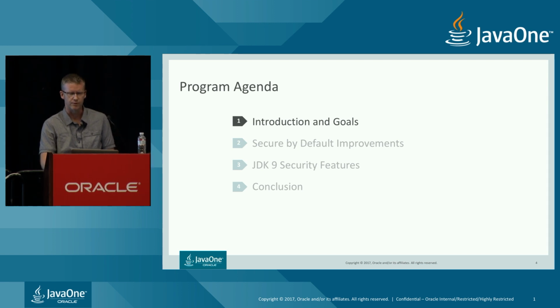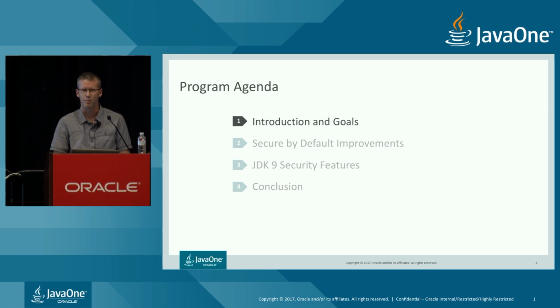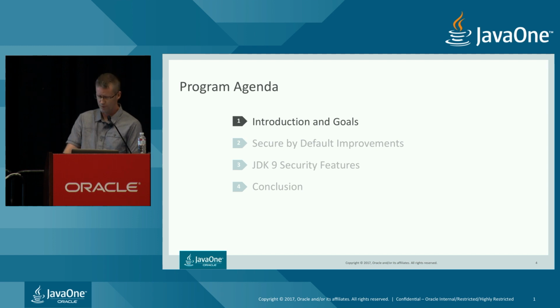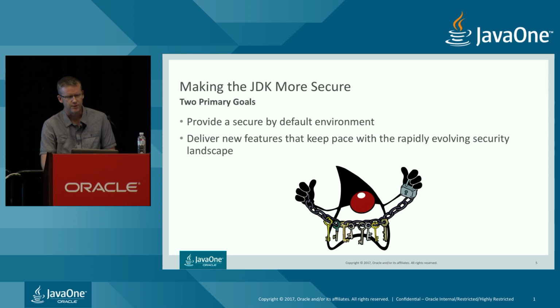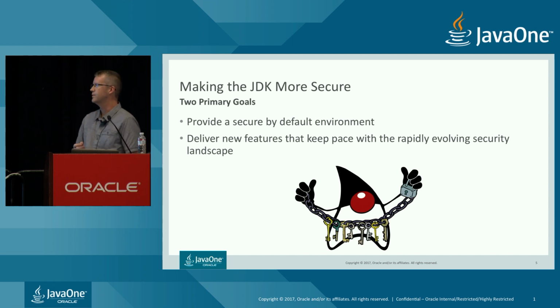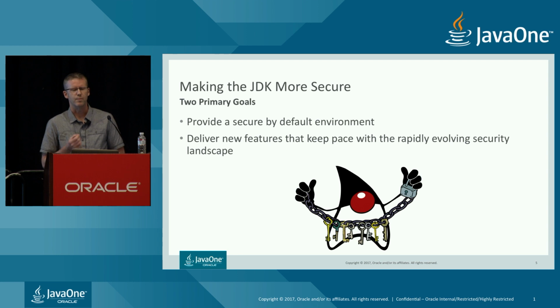So before I go into the introduction, I just want to tell you a little bit more about what I mean by making the JDK more secure. It really can be broken down into two primary goals. The first goal is to provide you with a secure by default environment when you initially install the JDK. So we want to provide a default configuration that makes sure that you're properly restricted from algorithms that are either weak or broken or essentially are no longer safe to be trusted.